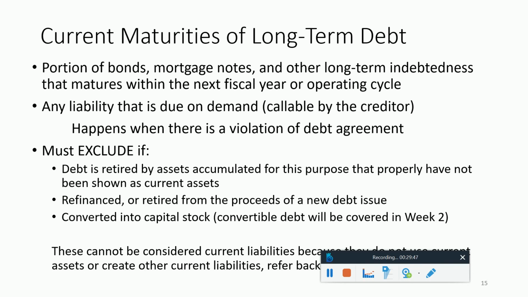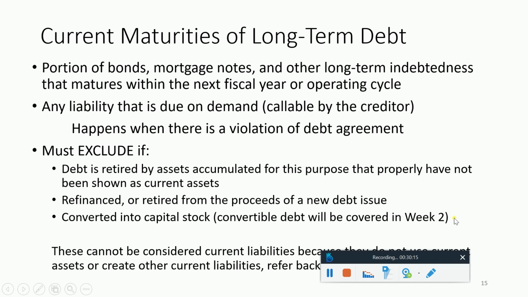Or if you were going to refinance or retire from the proceeds of a new debt issuance, that also would not be classified as a current maturity. And then finally, if you're going to convert your debt into capital stock, and we'll talk about convertible debt in week 2, that's another example of why you would not consider it to be a current liability.